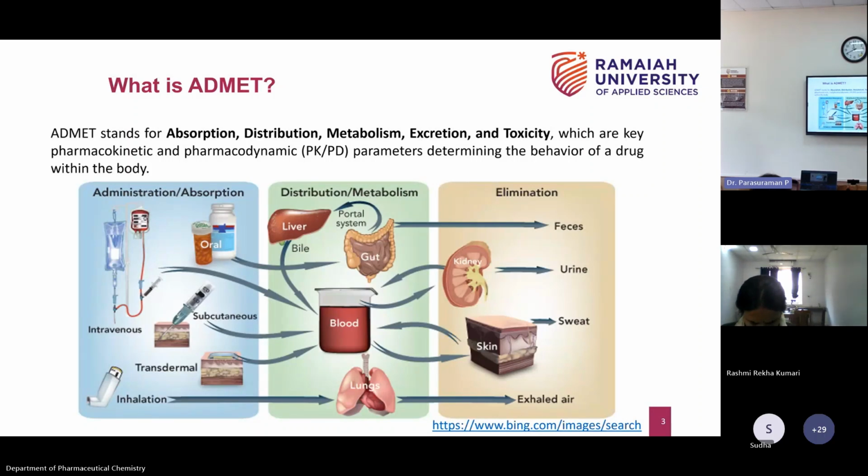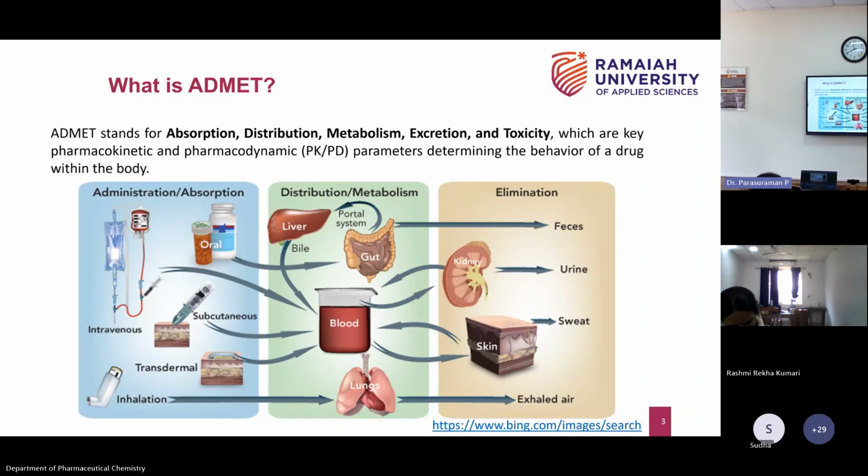First, when we administer the drug, the first step is administration. There are several routes of administration, including intravenous, subcutaneous, transdermal, oral, which is very common, and inhalation. Depending on the route of administration, the drug goes into the body and gets absorbed into the bloodstream.